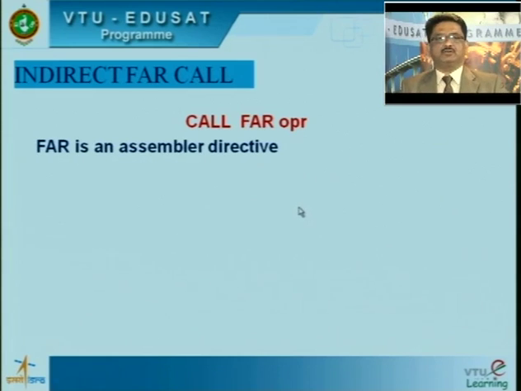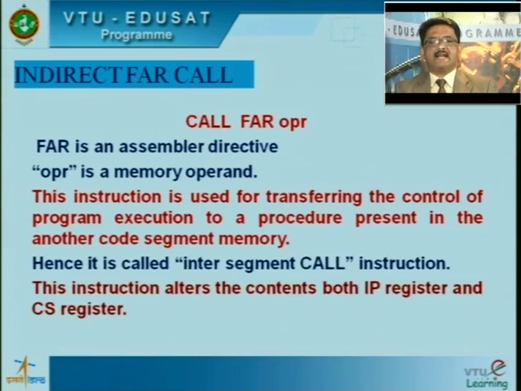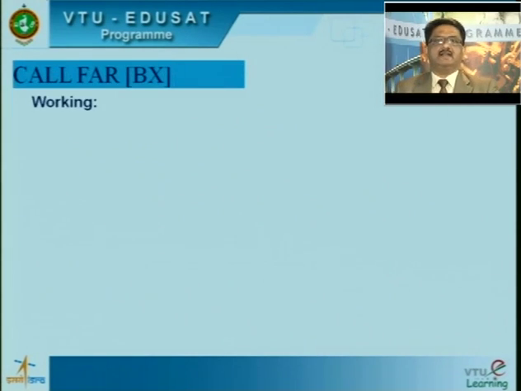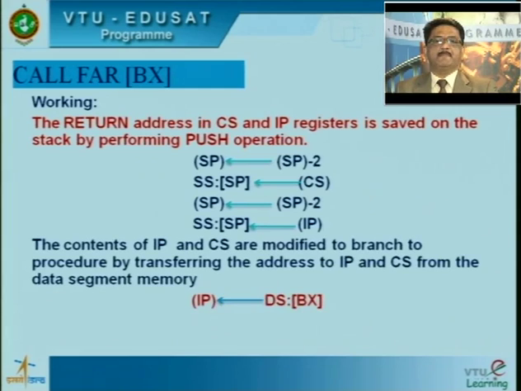Now, indirect far call. It is something similar to the direct call, only we specify the call address indirectly. It is also an inter-segment call, and the same thing will happen. Only, BX is a memory pointer. It is pointing to some memory location at which you have the starting address of the target code segment and the offset value.